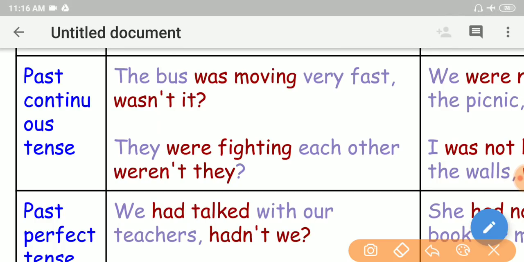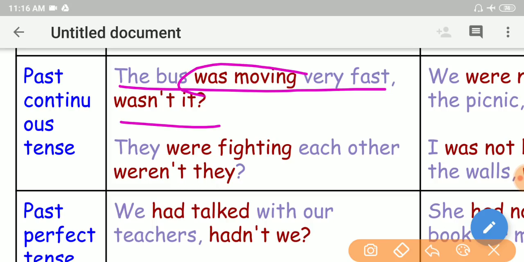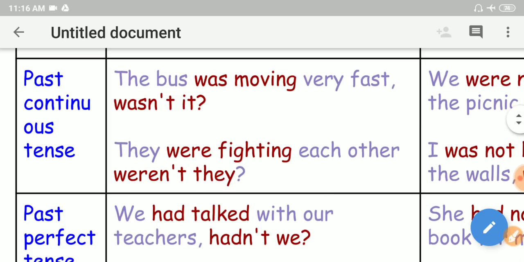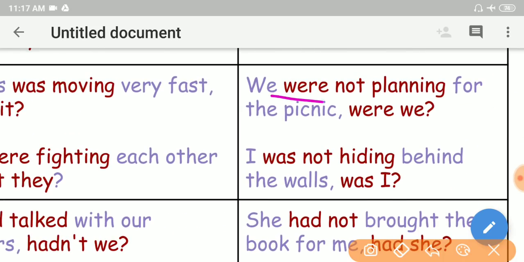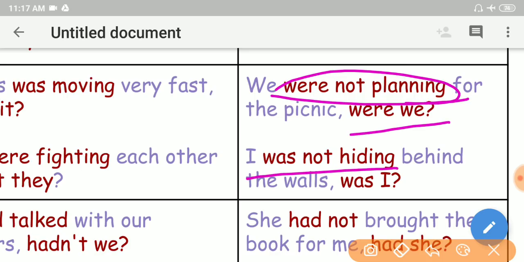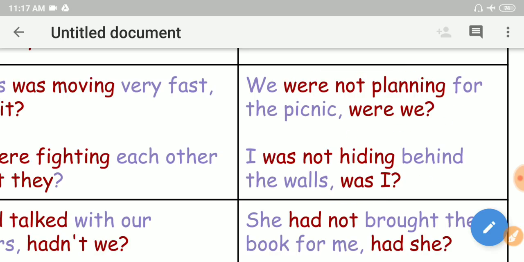So let us see past continuous tense. The bus was moving very fast, wasn't it? They were fighting each other, weren't they? At the same time, we are not planning. Negative statement, positive tag. Negative statement, positive tag, my dear friends.